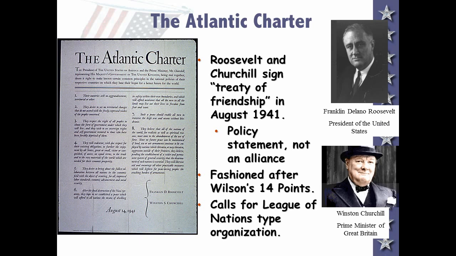This is not an alliance. We're not allied yet. This is August of 1941, but Pearl Harbor hasn't happened. But it's a pretty strong statement of unity and of working towards common goals.